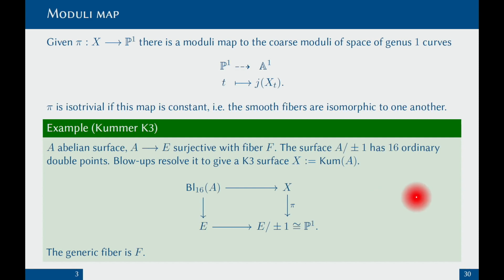And just as your abelian surface A had a map to E, the blow up is going to have a map to E, and this is going to give you a map from X to E mod plus or minus 1, which is just P1. And the generic fiber of this elliptic fibration is going to be F, so it's going to be isotrivial.